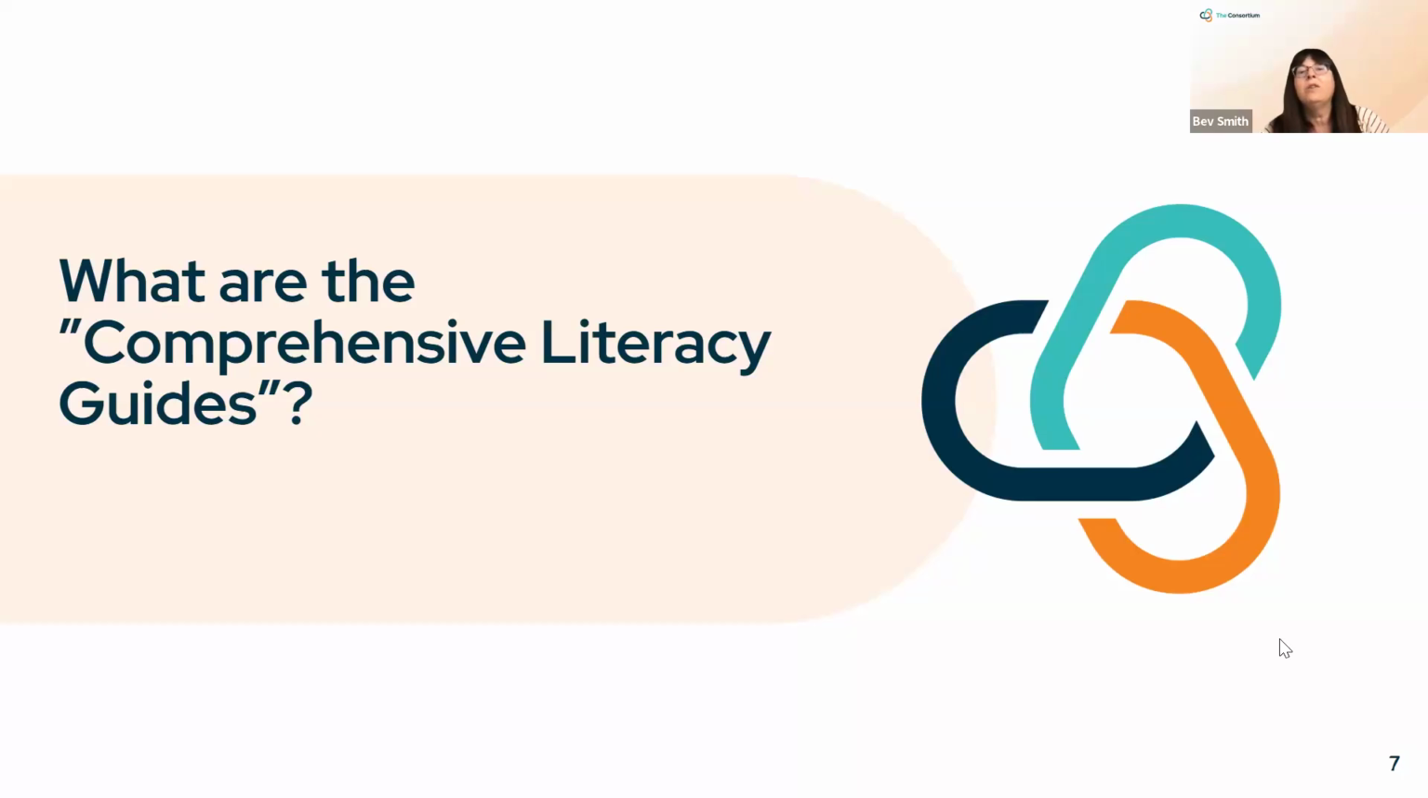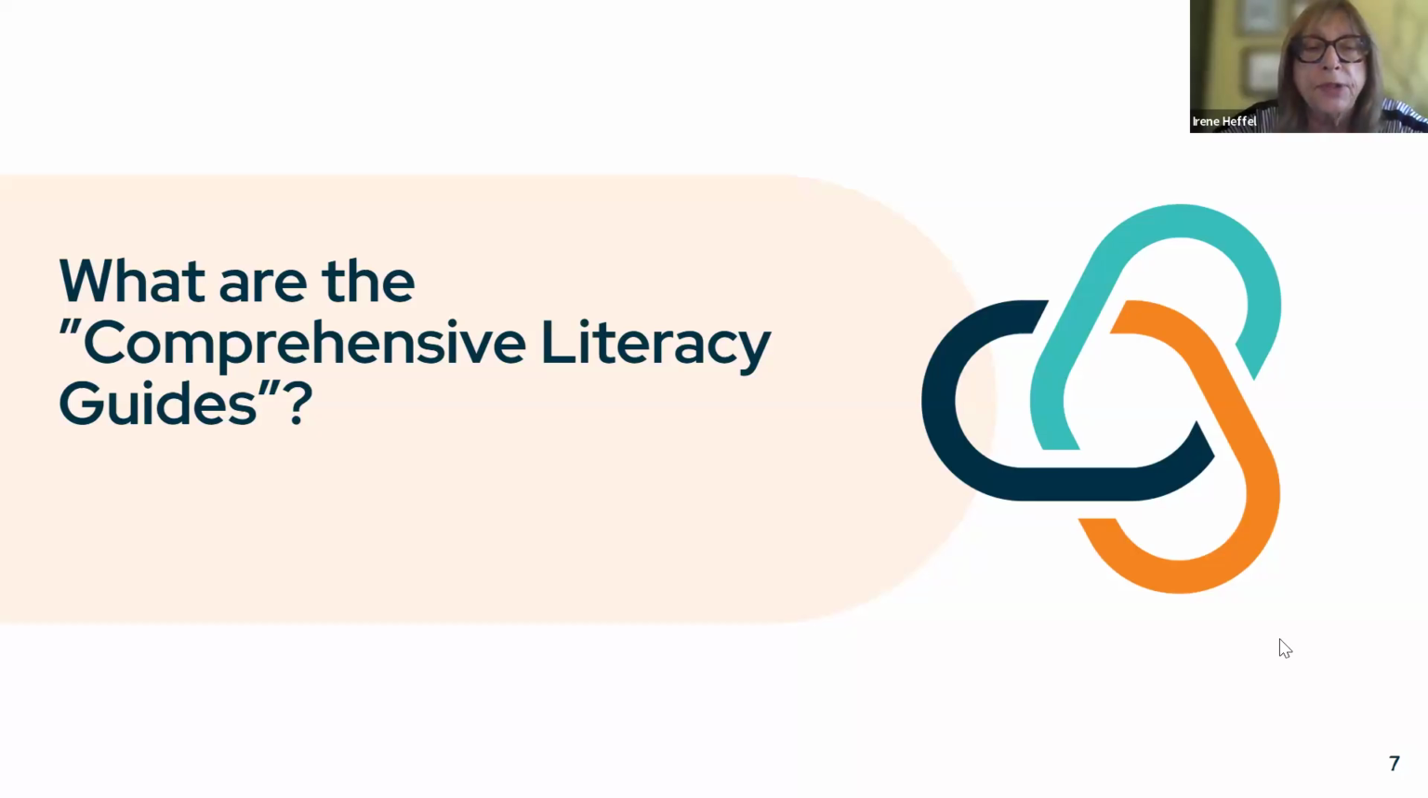Comprehensive literacy to me also extends beyond just the literacy time. It is for the whole day. We are applying our literacy strategies and we can use these guides in many different contexts and subject areas throughout the day. All right, I'll turn it over to you, Irene.